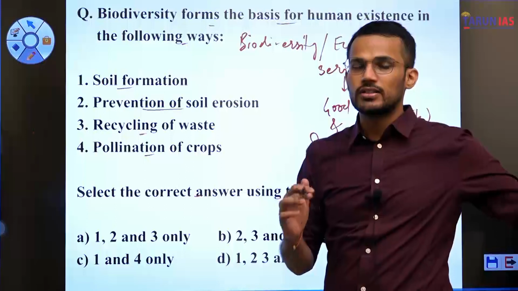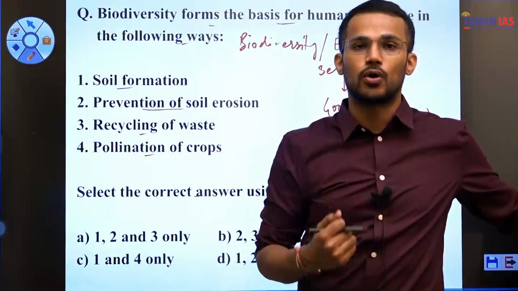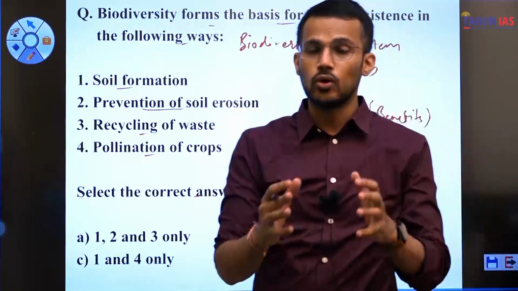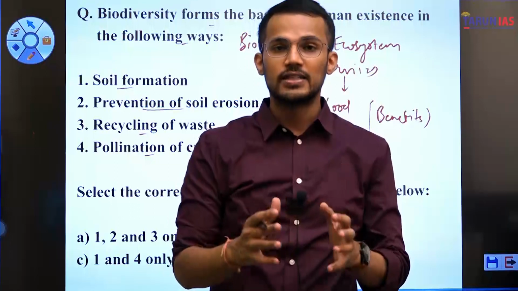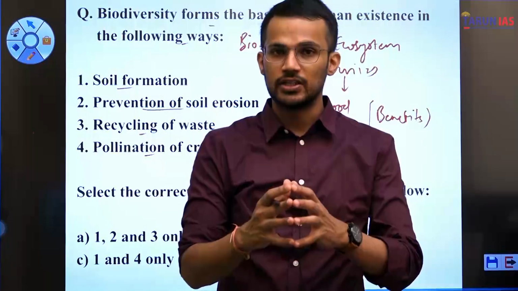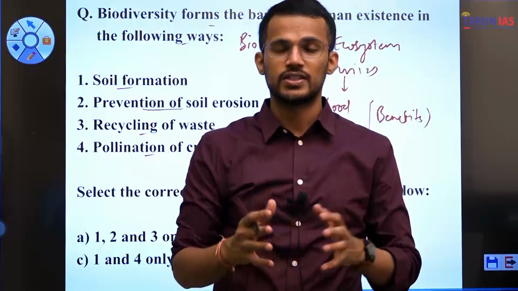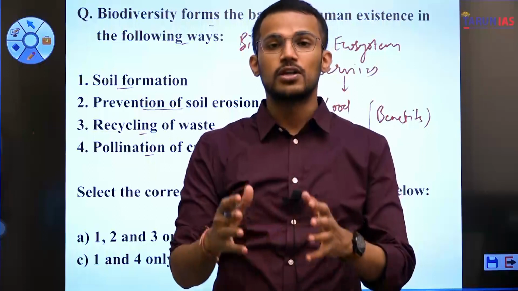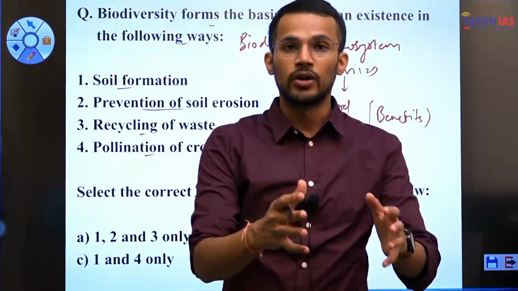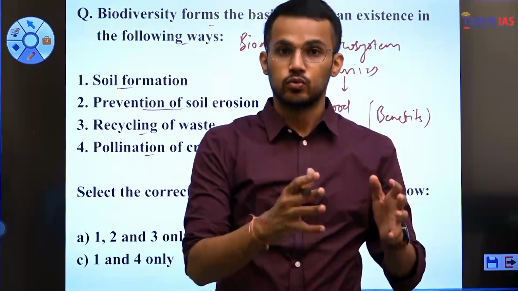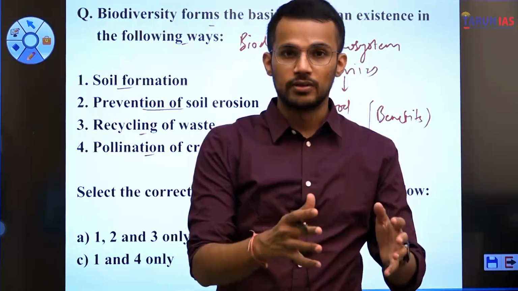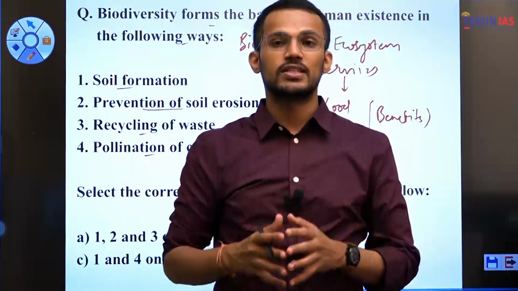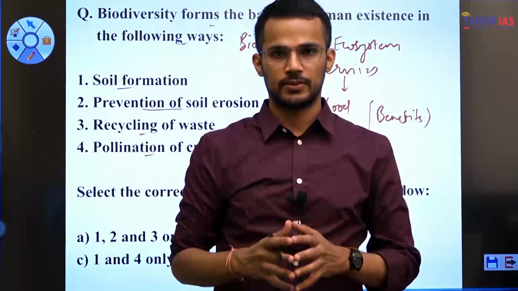So the question is about the services that we receive from biodiversity. And as we have already discussed, there are 4 different types of services received by human beings from biodiversity or ecosystem. And those services are: first is provisioning service. That means those services which can be assigned some monetary value. That means food, timber, fiber, medicinal plants, etc. are the provisioning services that human beings receive from biodiversity.